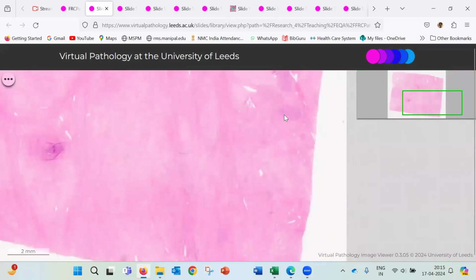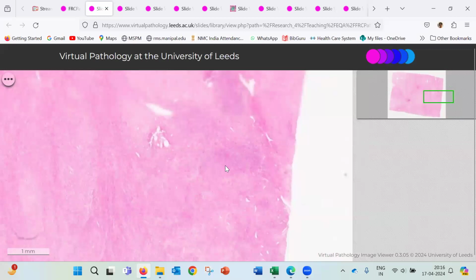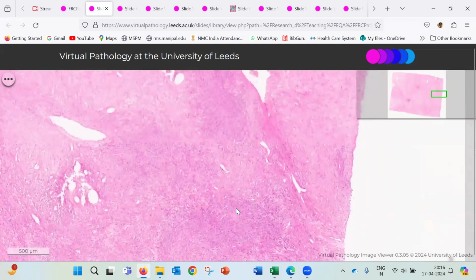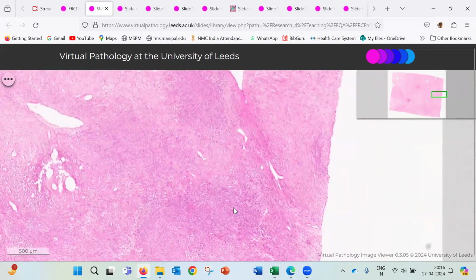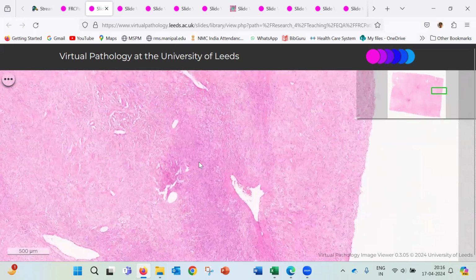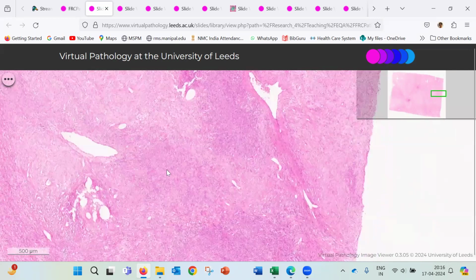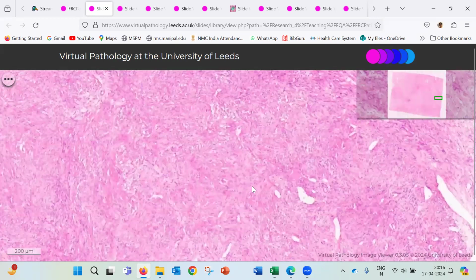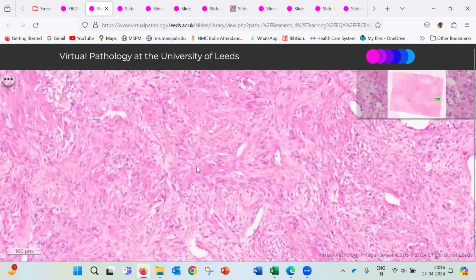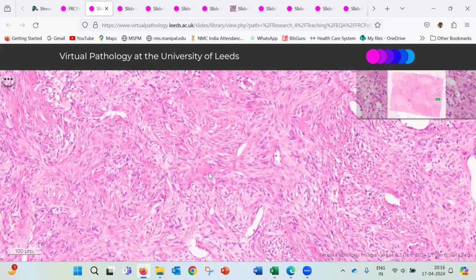There are areas with more cellular areas like here, and in the cellular area, if you go down, you can appreciate some slit-like vascular channels that are known as hemangiopericytomatous-like areas. In the hypocellular area, you see this thick band of collagenous deposition, that is ropey collagen. So there is variation in the cellularity.